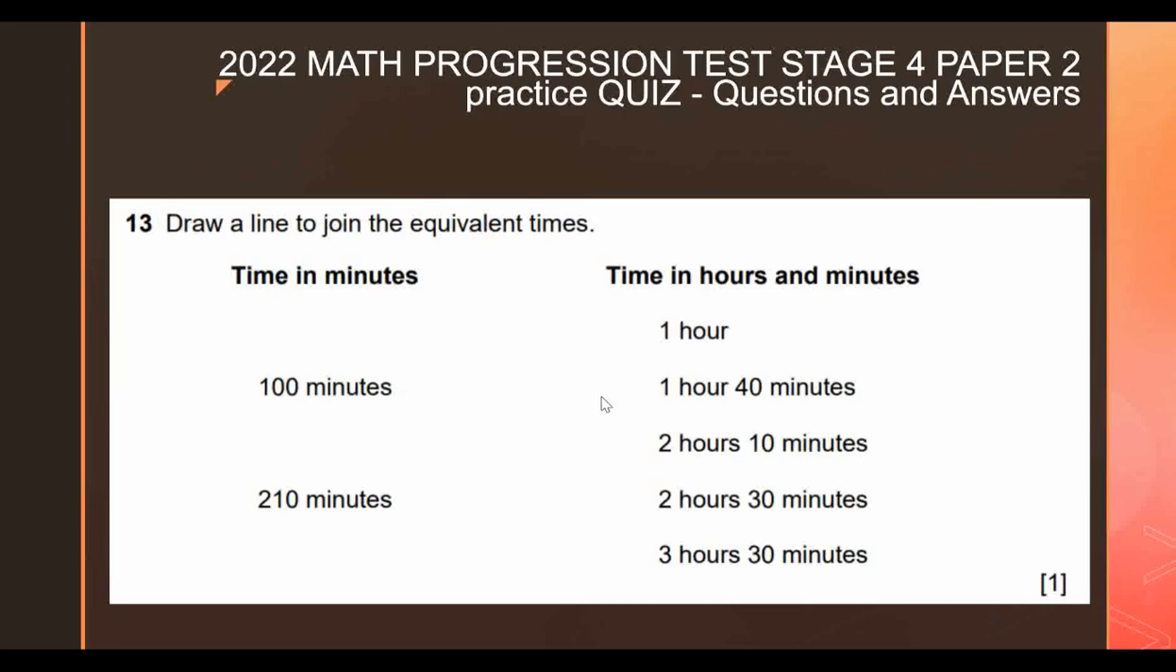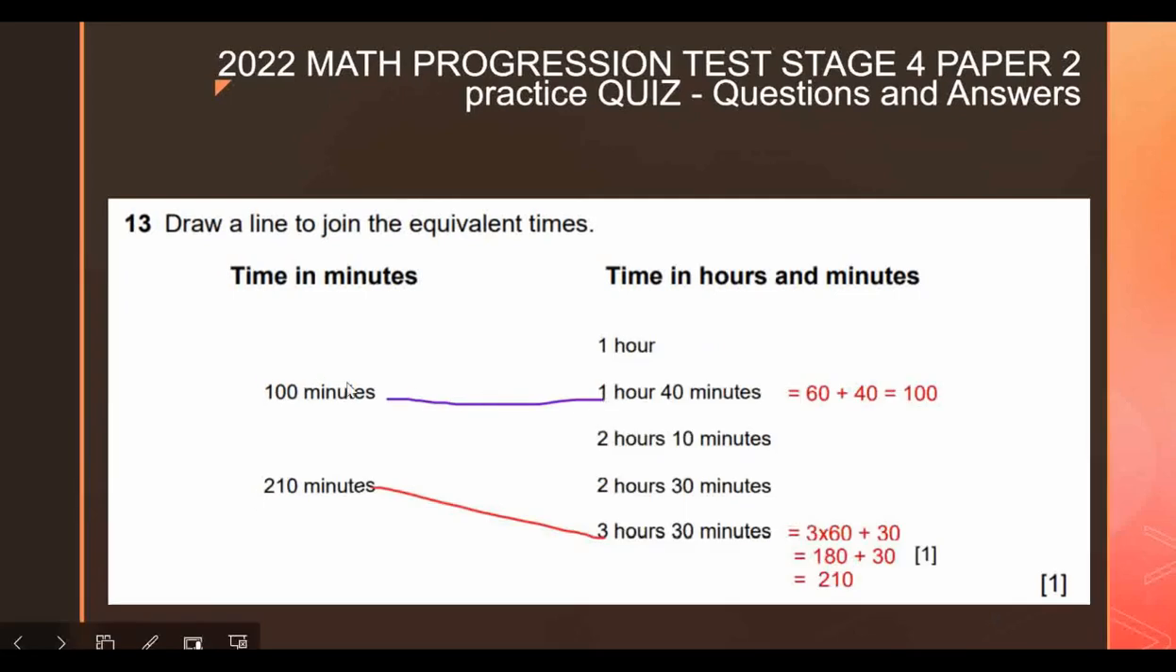Let's reveal the answer. So 100 minutes goes to here, 1 hour 40 minutes. 60 plus 40 is 100, and 210 minutes goes to here as 3 hours 30 minutes. 3 hours is 3 times 60 because 1 hour is 60 minutes. So it is 180 plus 30 is 210. So that's how we got the answer. Next question.